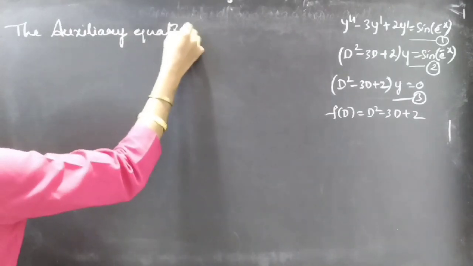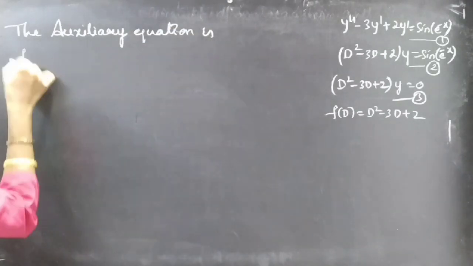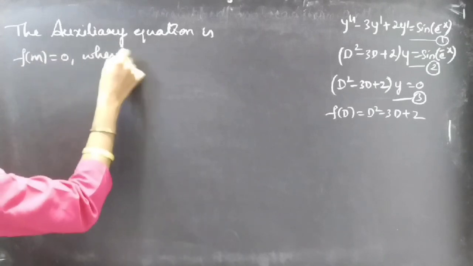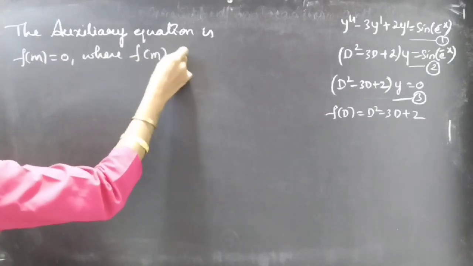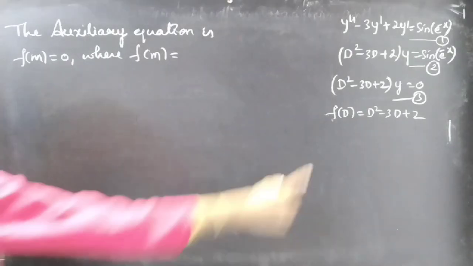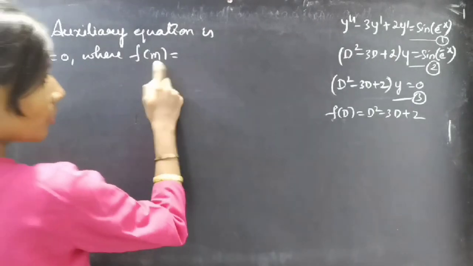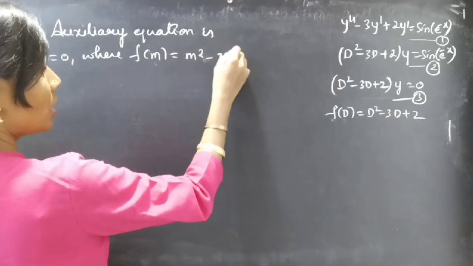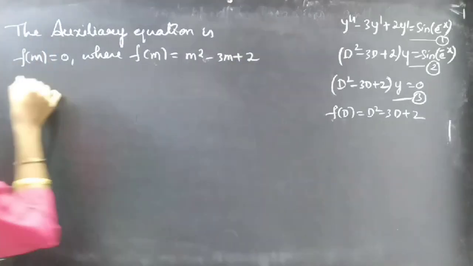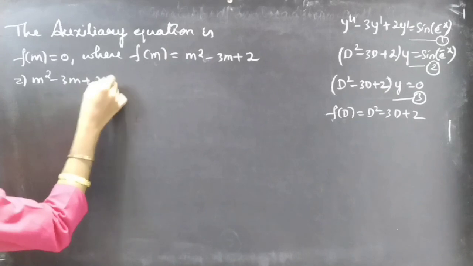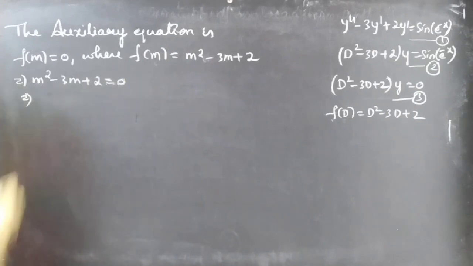The auxiliary equation is f of m equal to 0, where f of D is D square minus 3D plus 2. Let's replace the differential operator D by m, so that we get f of m equal to m square minus 3m plus 2. Then the auxiliary equation becomes m square minus 3m plus 2 equals 0. Now we need to find the roots of this equation.